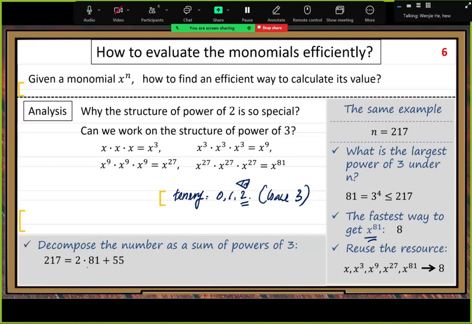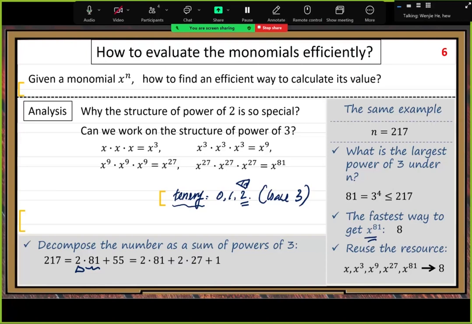217, 81, power of 3, we use twice. 2 times 81, still less than 217. We can use the coefficient 2 because in our ternary representation, coefficient 2 is allowed. If we use x to the 81st twice, still within the bound, right? So we can use it. So the first power of 3 we use twice. So we have 55 left.